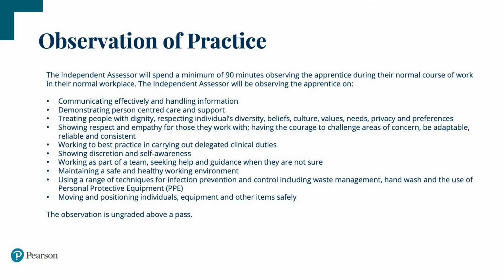So there's only a pass or an ungraded for the observation element of the endpoint assessment. So if for some reason the apprentice does not demonstrate any of these areas of practice or does not undertake them safely or in line with contemporary practice, then they would not be able to achieve a pass. So it's really important that the apprentice is appropriately prepared and understands that each of these areas are going to need to be undertaken in order for them to pass the observation of practice.